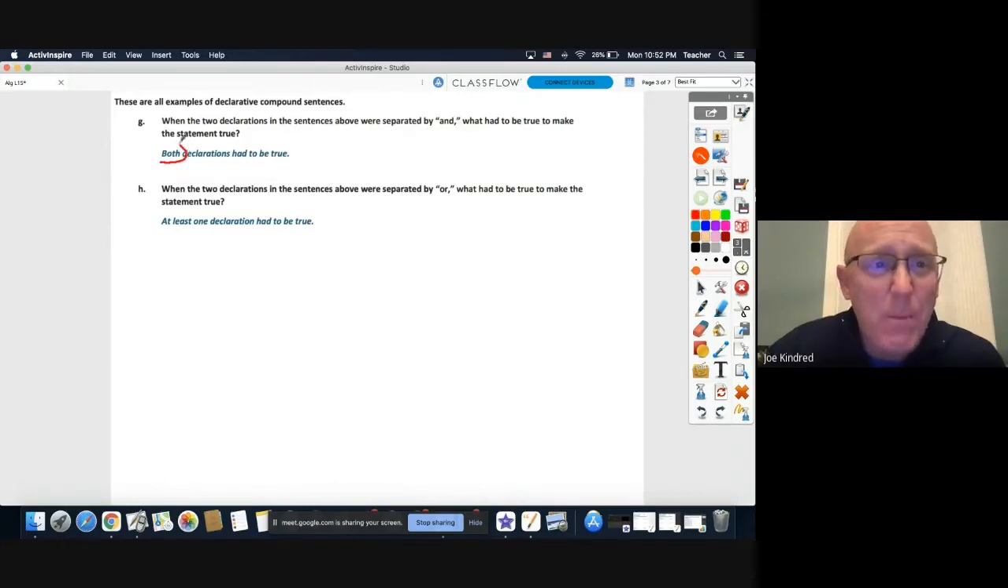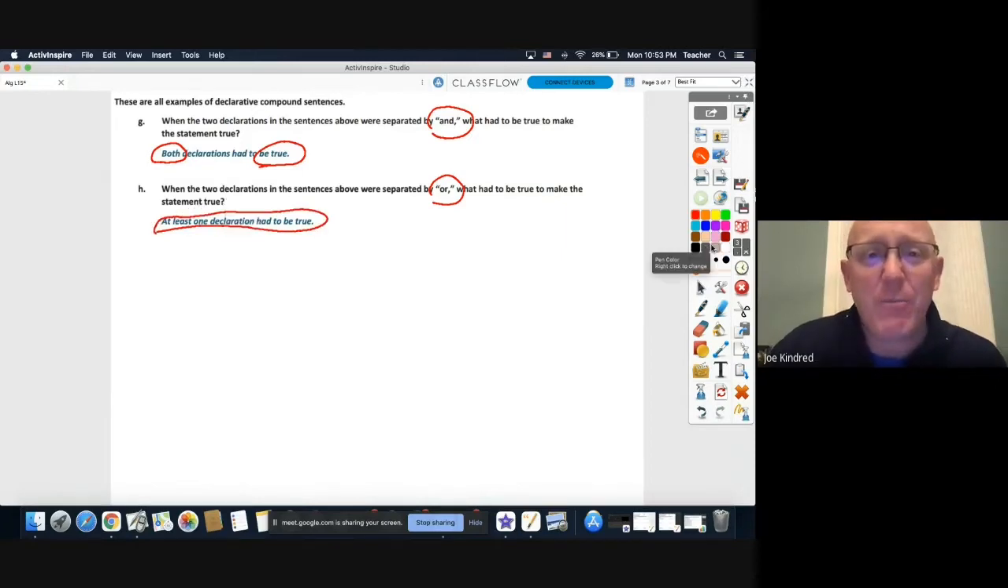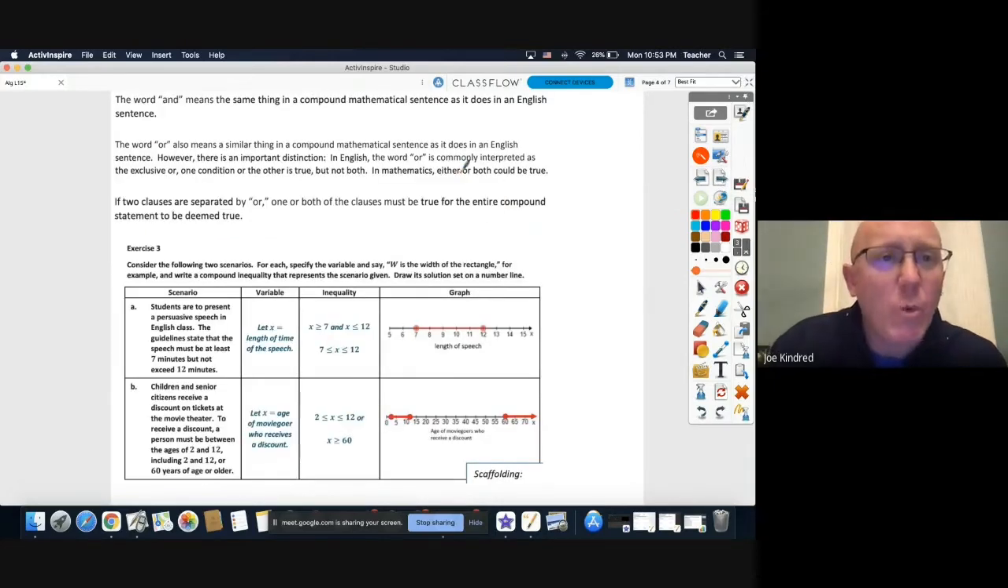When the two declarations in a sentence above were separated by the word and, what had to be true to make the statement true? Well, as I said, both had to be true in order for it to be true. When the two declarations in the sentence above were separated by the word or, what had to be true to make this statement true? Well, at least one. And I showed that as well. So keep that in mind. It's very important to keep those two facts in mind. Next slide.